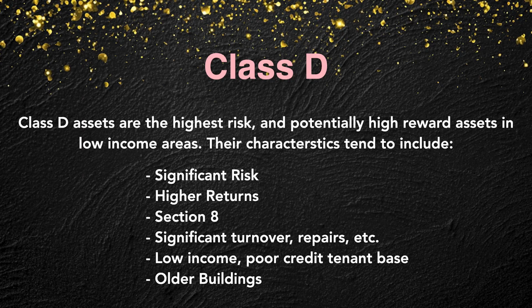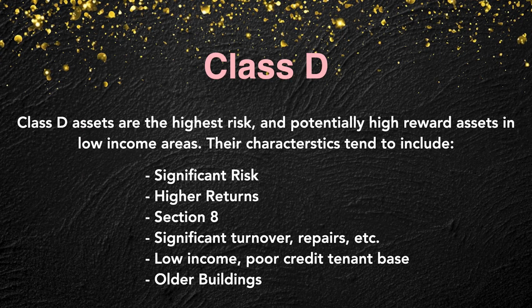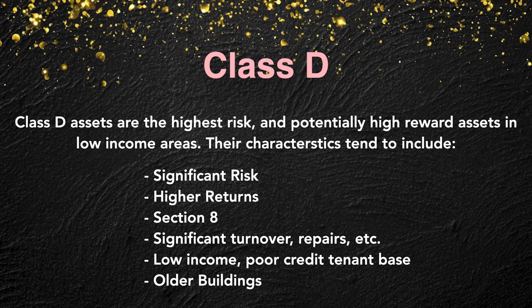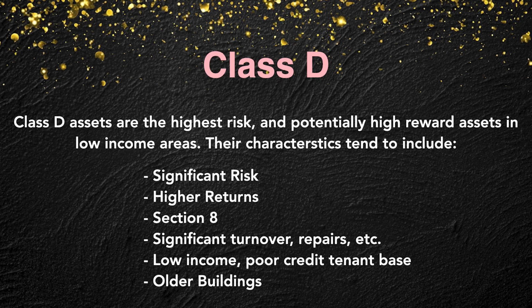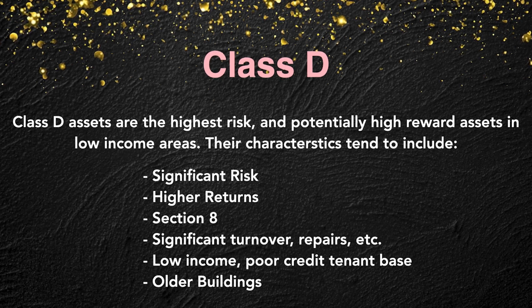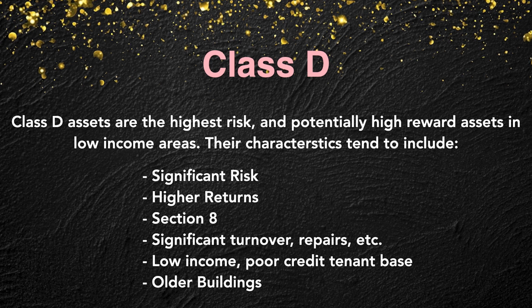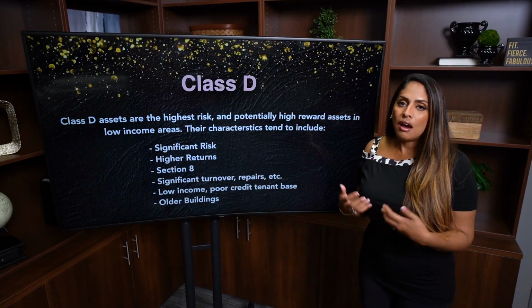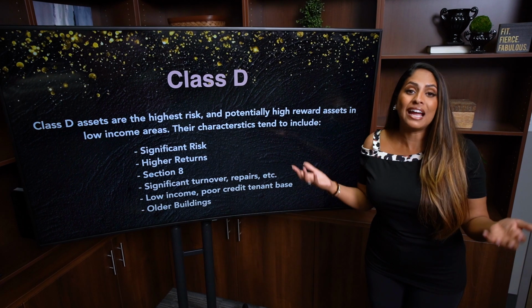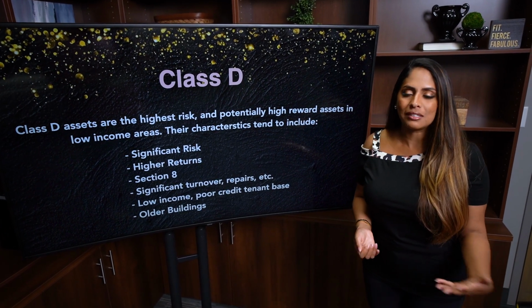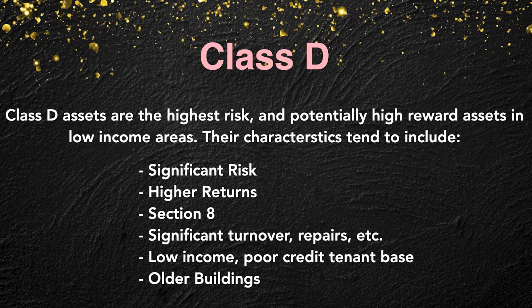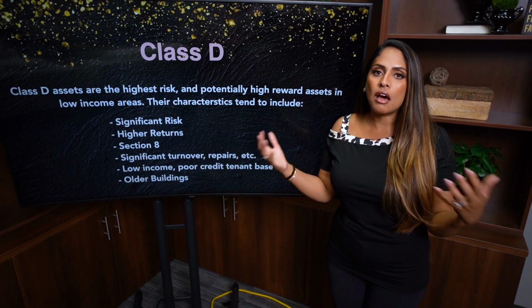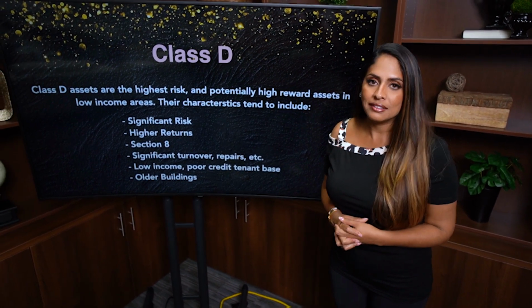You also see higher returns, and that's because you're taking on a greater level of risk in this asset than you would in a Class C or B or A asset. You might see Section 8 tenants here, which means they are subsidized by the government. You will probably see more turnover, more repair requests, and these are generally lower income areas where the credit profile of the tenants is a little bit lower, mainly because they don't have a lot of extra income or disposable income once the basic necessities are paid for. And these are almost always older buildings in areas that are not as economically developed as other areas.